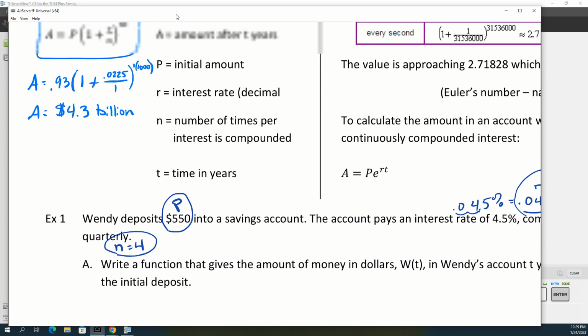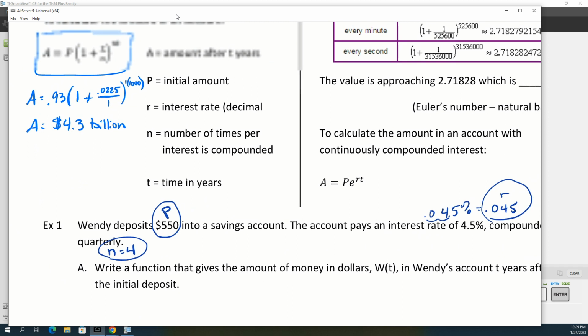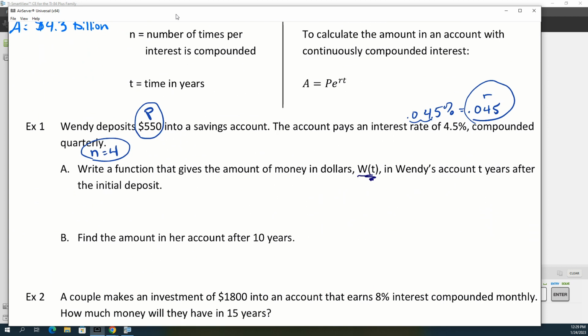So I'm going to take this formula. And you might want to put a box around it. I probably should have put a box around it when I made the notes because it's important. You need it. It needs to stand out. But we're going to take that formula in that box and we're just going to plug in all the things that we just found. Now it tells us not to call it A. It tells us to call it W for Wendy, I guess.